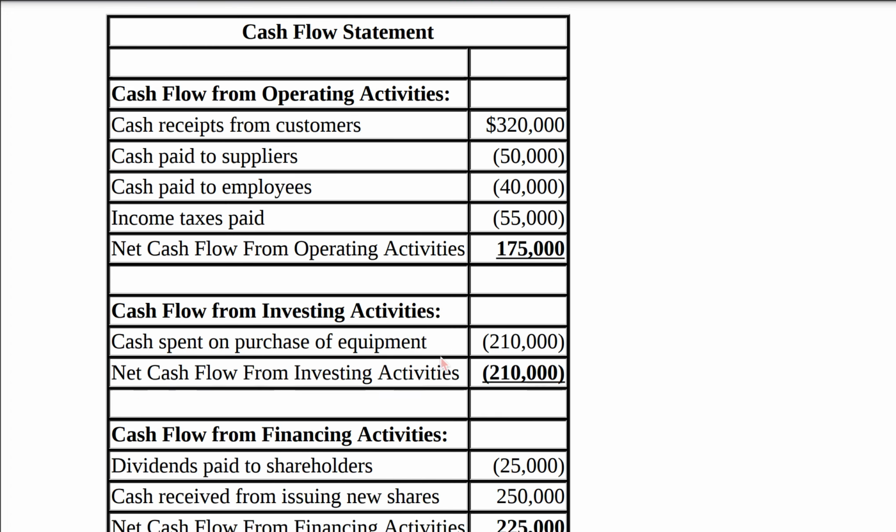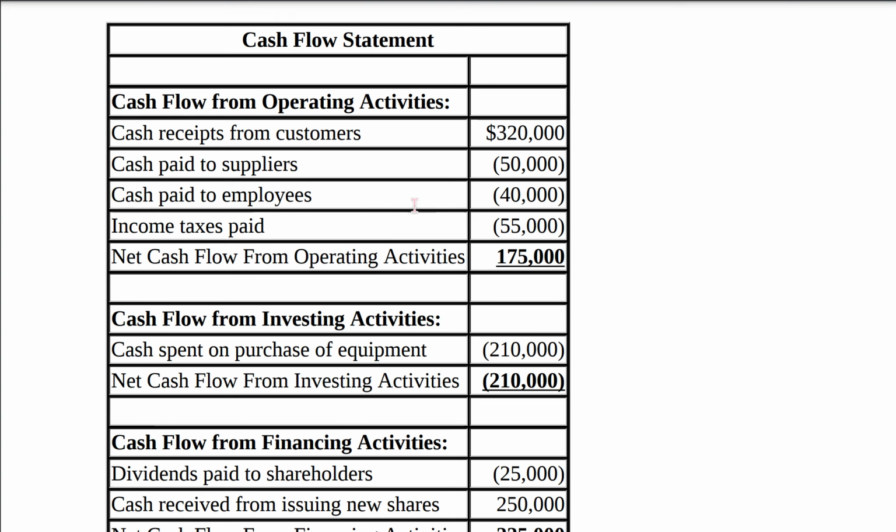Now if we can briefly look at the cash flow statement, here is an outlook or framework of the cash flow statement. First we will see cash flow from operating activities. So cash received from customers; cash paid to suppliers, it is outflow; cash paid to the employees, it is outflow; income tax paid, it is also outflow. Then when we deduct outflows from inflows, we will get net cash flow from operating activities.